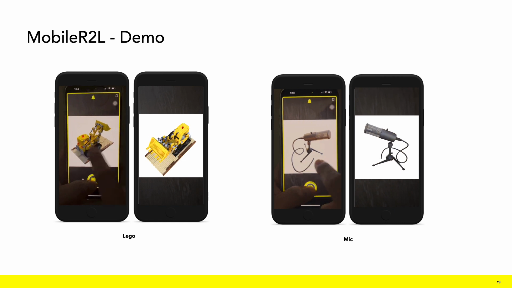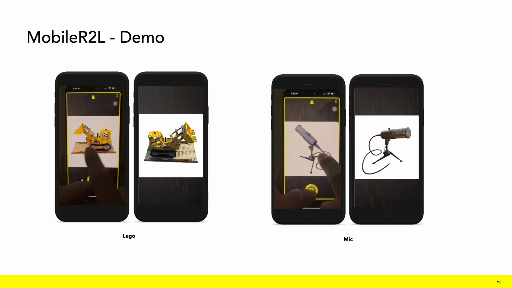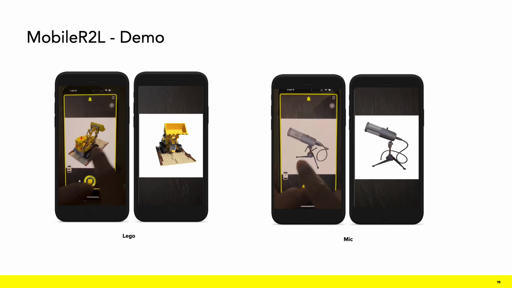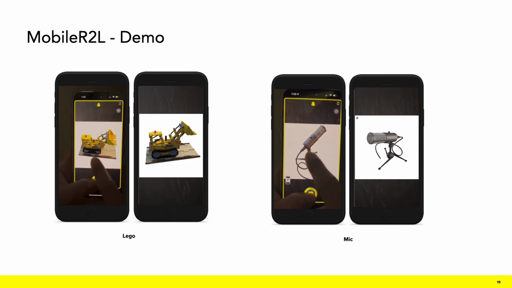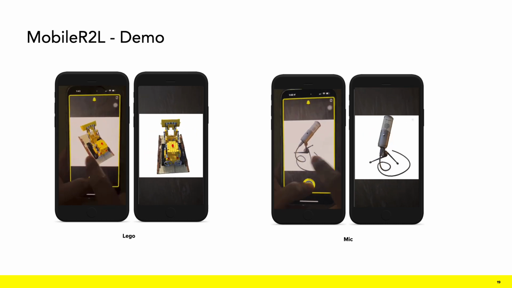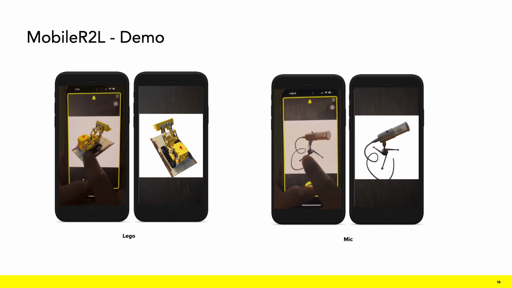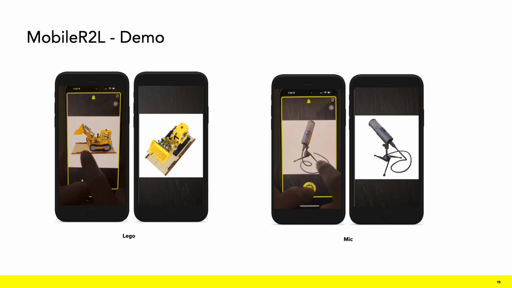In this slide, we're showing the real-time demo for synthetic datasets such as Lego and Mic running on Snapchat in real time. The left video is taken by another phone and the right one is recorded on Snapchat directly. As we can see, the rendering is very smooth on the devices.